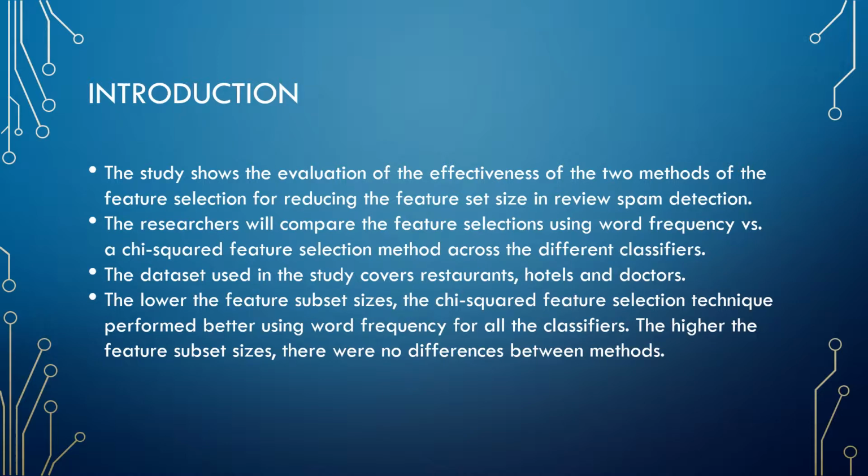The paper shows the evaluation of the effectiveness of two methods of feature selection for reducing the feature set size in review spam detection. The researchers compare feature selection using word frequency versus a chi-squared feature selection method across the different classifiers. The data set used in the study covers restaurants, hotels, and doctors. These are the three domains. At lower feature subset sizes, the chi-squared feature selection technique performed better than using word frequency for all of the classifiers. At higher feature subset sizes, there were no differences between these methods.